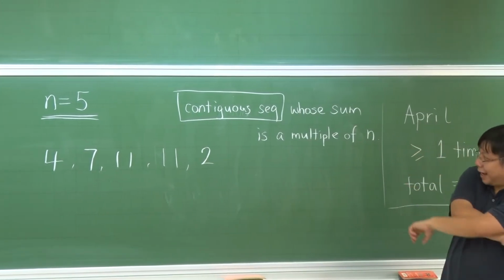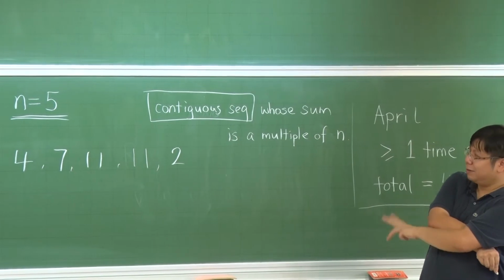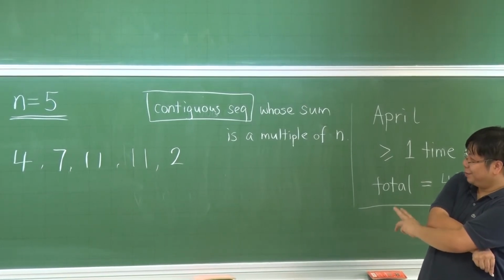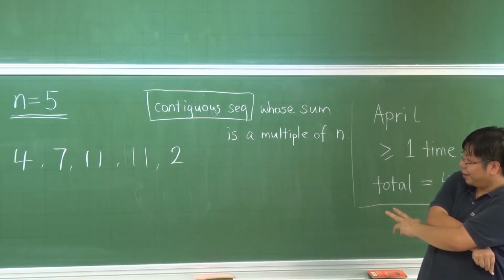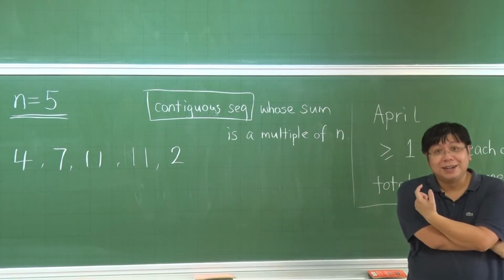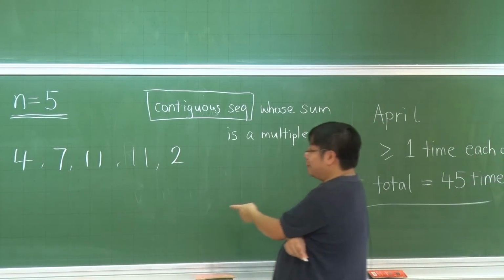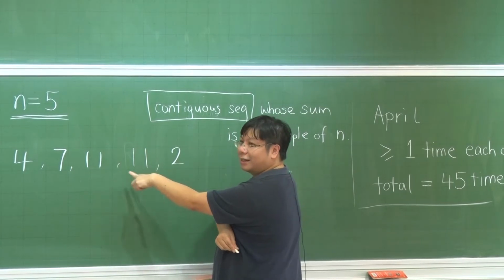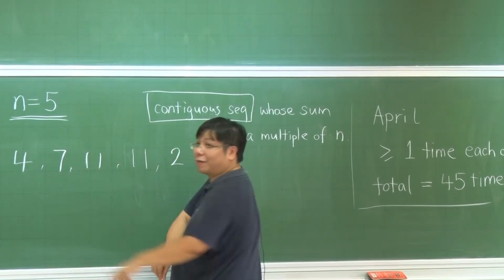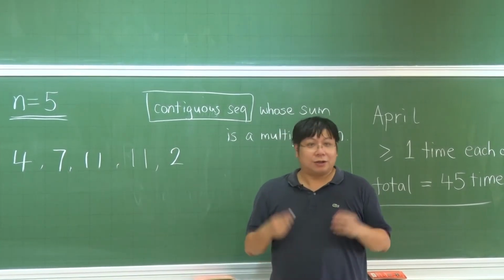How about this case? Yeah, you add all of them. Let's add all of them: 2, 13, 24, 31, 35. So how do we prove this?